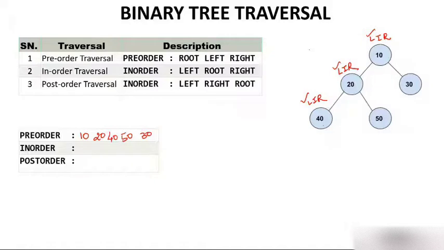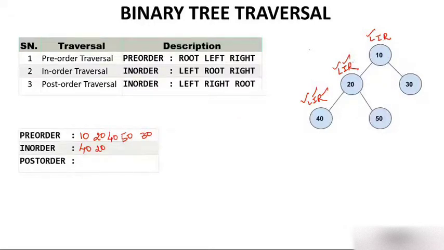Now comes info. What is information of this node? 40. So the first value that comes is 40. Fine. And then info is complete. Then comes right. What is right? Right of 40 is nothing. So we have completed right also. Fine. Now we move up. Have we completed left? Yes, we have completed left. Then comes info. What is info of this? 20. Fine. And what is next?